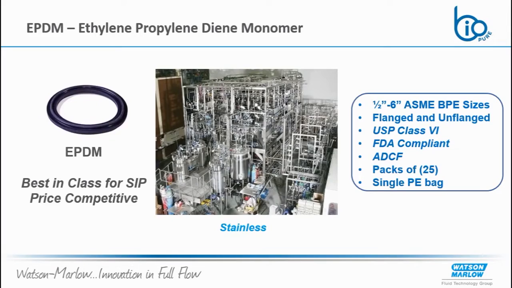Next, EPDM. EPDM has widely been used in multi-use systems for many years. And why is that? Well, it's a cost-effective material, it provides an excellent seal, and it has good resistance to multiple SIP cycles. If you go back and reference the application chart, you'll see it has far better resistance to repeated SIP than something like silicone. And it certainly seals better than a solid PTFE gasket. It's not as pure as silicone, which is why you don't find EPDM in many single-use applications.